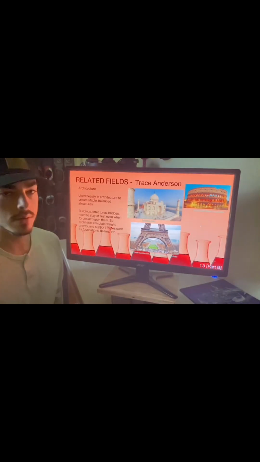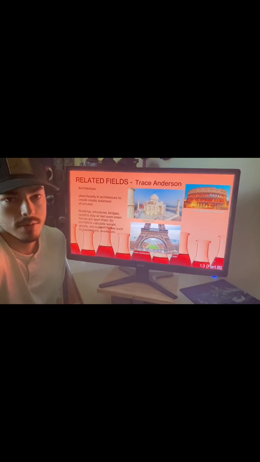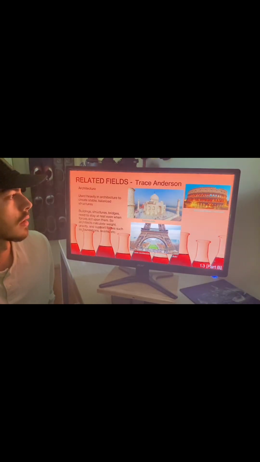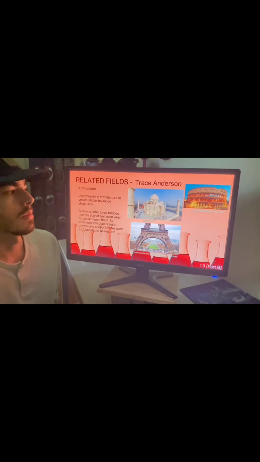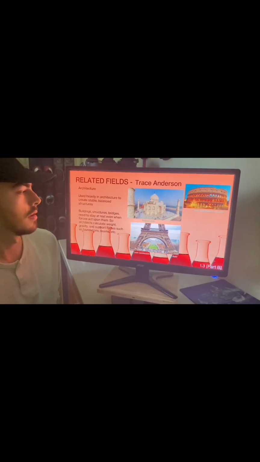A related field that I chose was architecture. You don't think of this immediately because buildings are just standing still. But Newton's first law of motion is used pretty heavily in architecture because you don't want a building falling over. You want it to be stable, balanced. You don't want the wind to blow it over, hopefully.